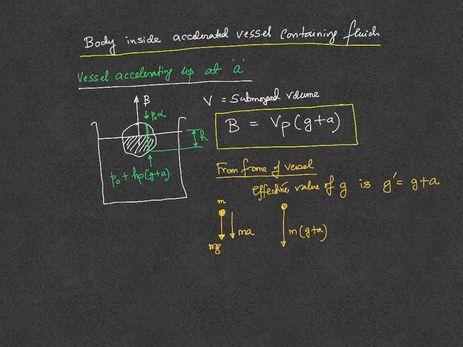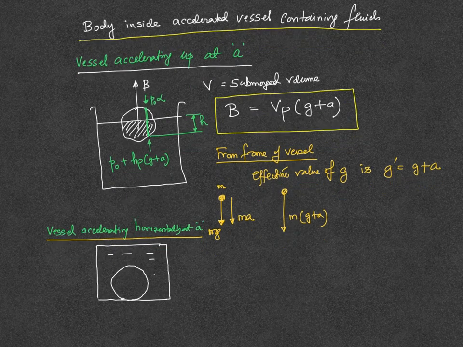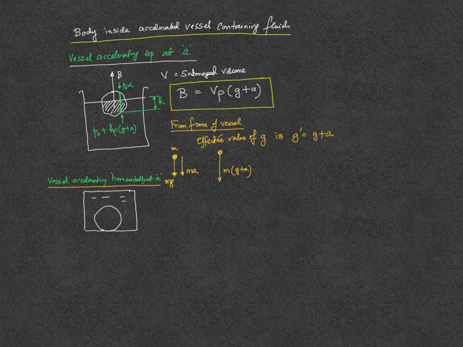And if you have a body submerged, say this time fully submerged, though it can be partly submerged also, this case we will consider the vessel accelerating horizontally at a rate A. This is A, the acceleration of the vessel. Now the buoyant force will be the same, V rho g, that is obviously true. Buoyant force upwards, V rho g.